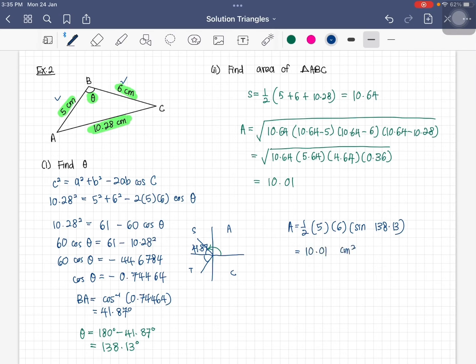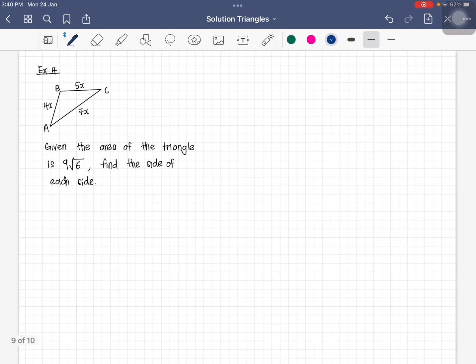You should try on your own. If you don't believe me, right? So this one should be cm squared. So we're done with example number 2. All right, let's look at this one.